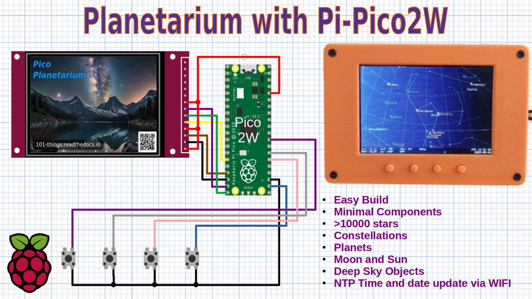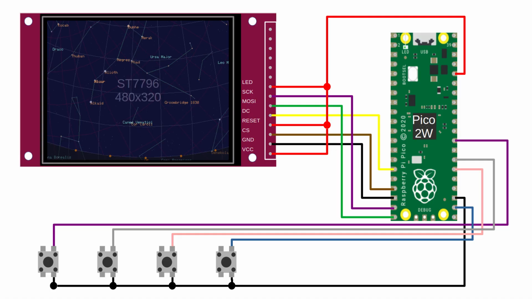This time we're going to build a planetarium with a Pi Pico and a cheap TFT display. The hardware is really simple to build and it displays a real-time map of the night sky. It shows stars, planets, deep sky objects and the moon and sun. I'm using the Wi-Fi capability of the Pico 2W to update the time from an NTP server. Let's start by looking at the hardware and take a look at how the software works.